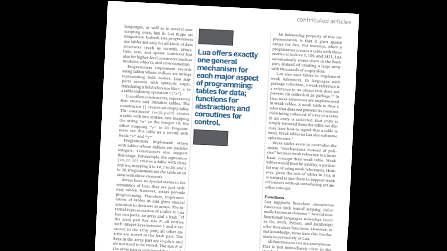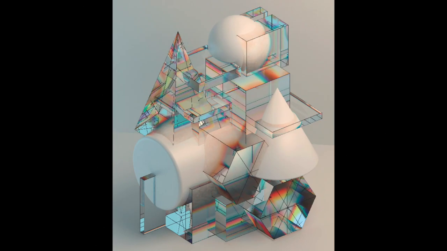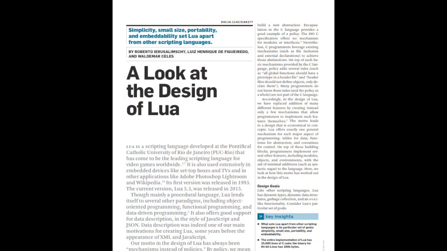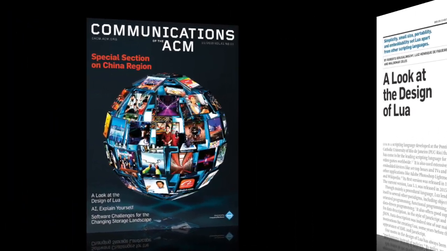Learn more in the contributed article, A Look at the Design of Lua, in the November 2018 issue of Communications of the ACM.